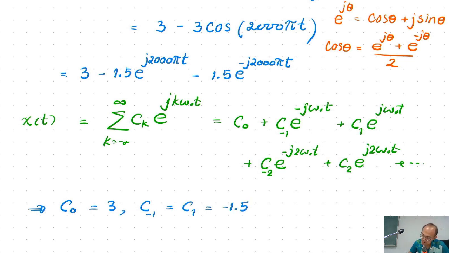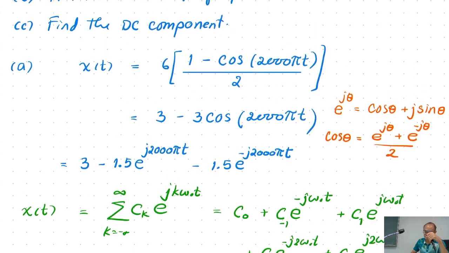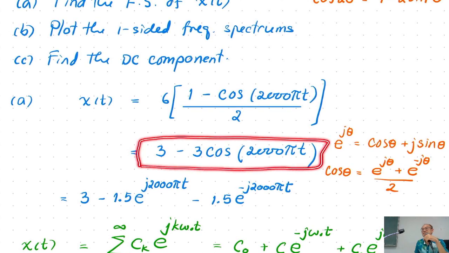1.5 here. And then CK is 0 for K equal to plus minus 2, plus minus 3, plus minus 4, and so on. Are you with me? Do you understand it, right? Yeah. Look at this. What do you say about the frequency?